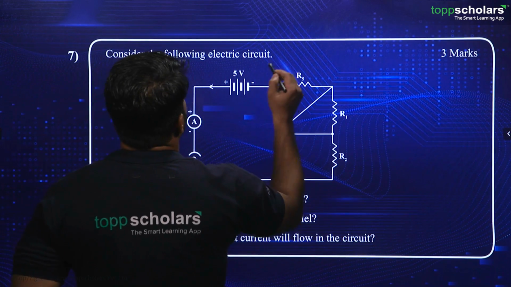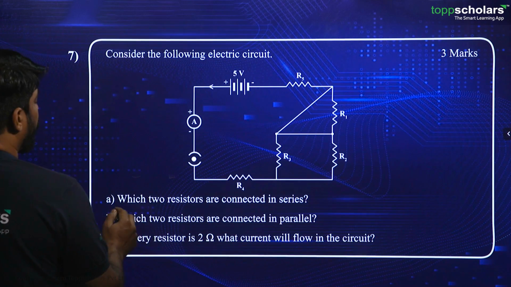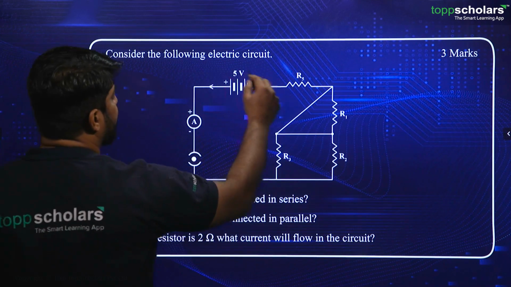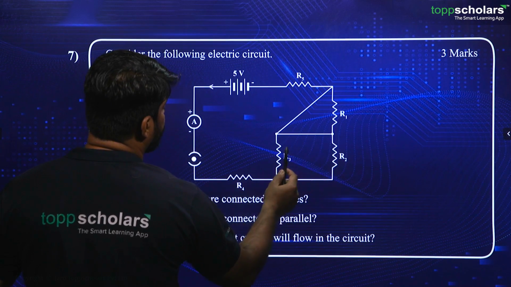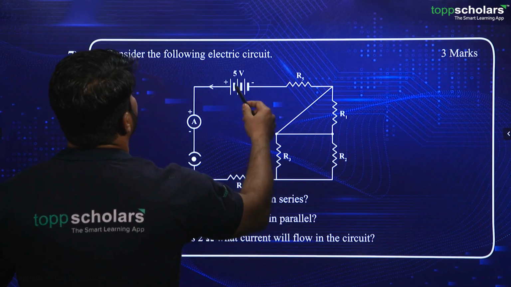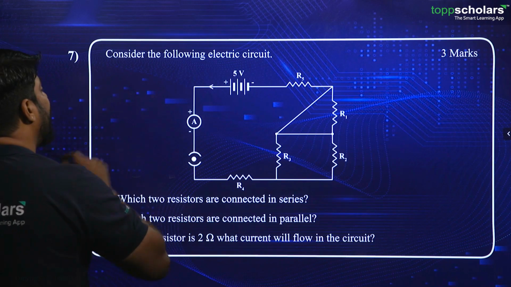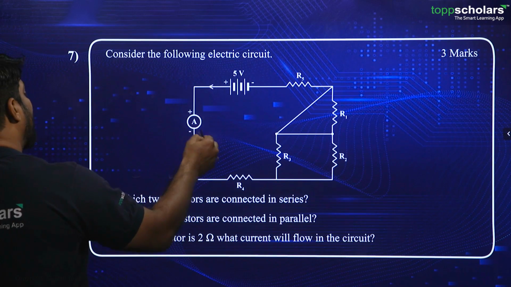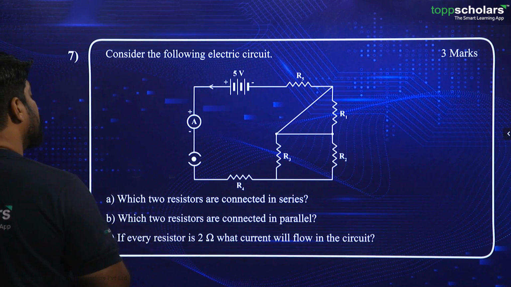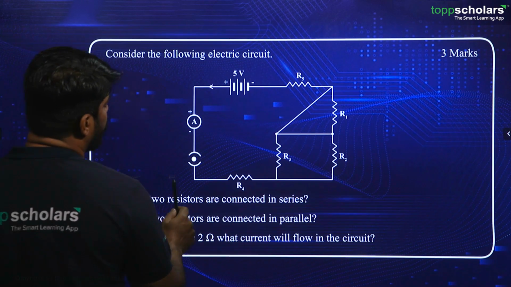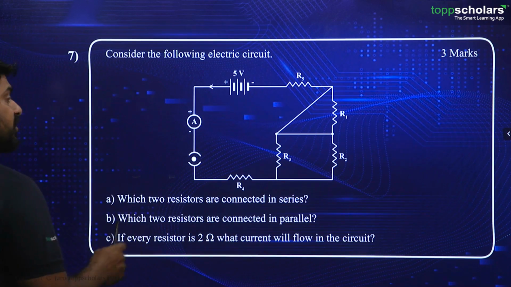Consider the following electric circuit. Over here, this is the circuit that is given. Here is R1, R2, R3, R4 and R5, and here we have got a battery. Here is the ammeter and here is the key which is closed. Which two resistors are connected in series?